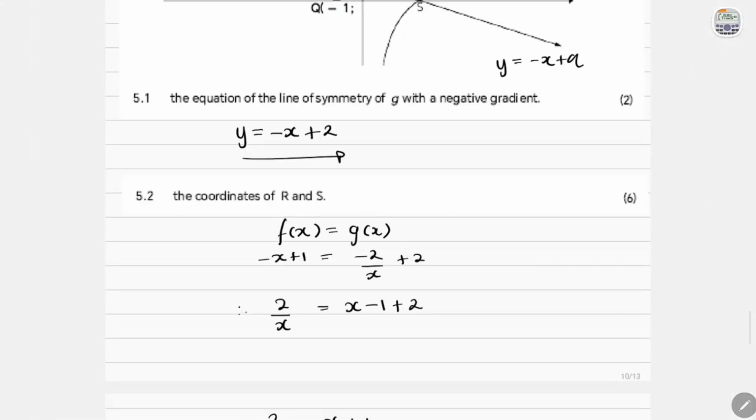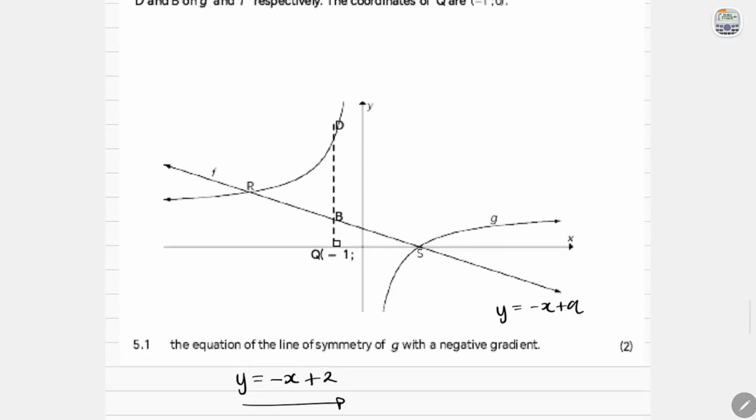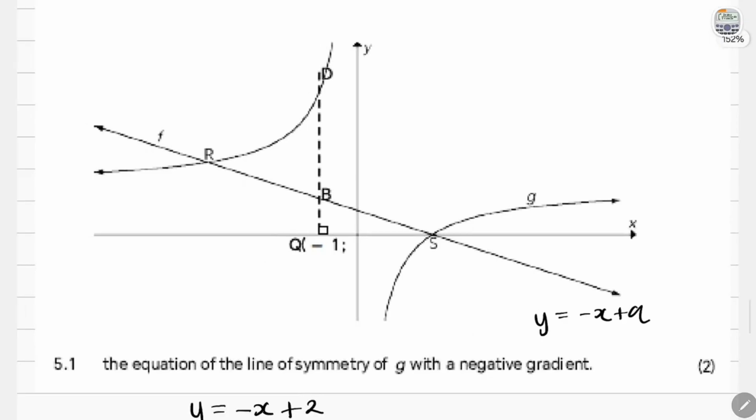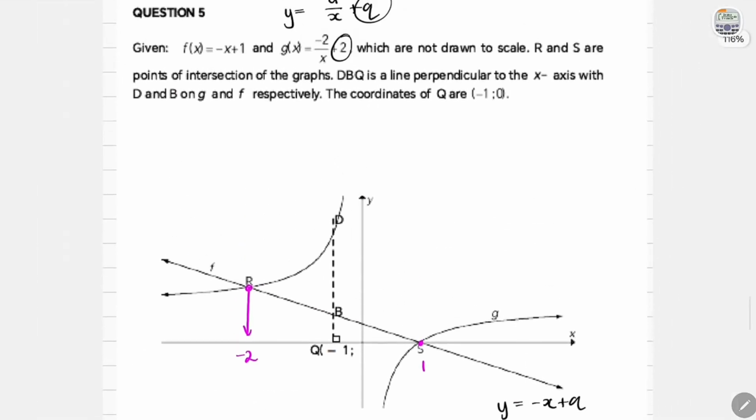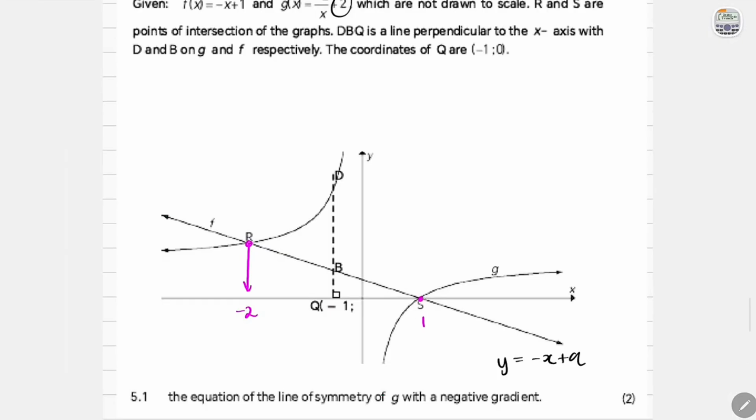And now we can find their y values because they want the full coordinates of R and S. Okay, so we have a negative 2 and a positive 1. The negative 2 clearly belongs to the R. So that's negative 2, and that is positive 1. You can already see that, okay, they did say it's not drawn to scale, so I'm not sure if this actually intersects here, but we'll find out.